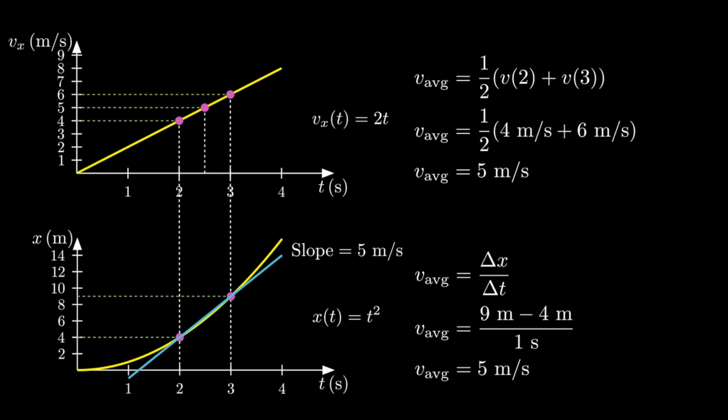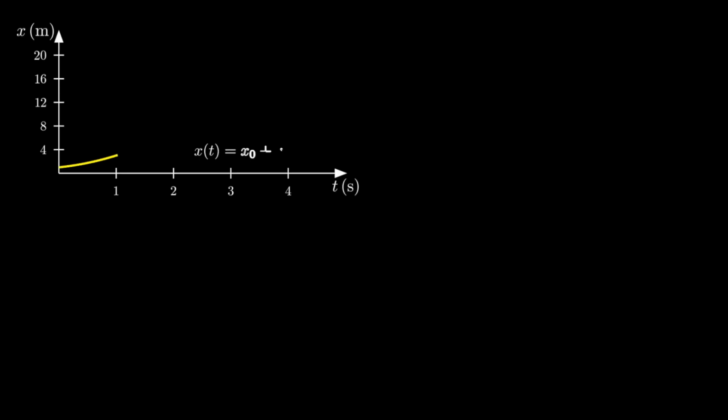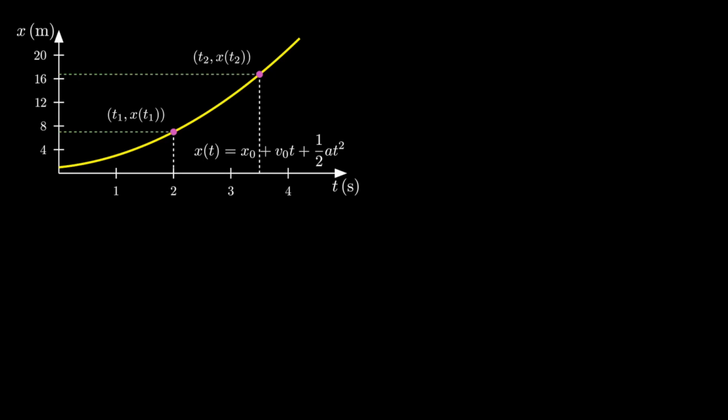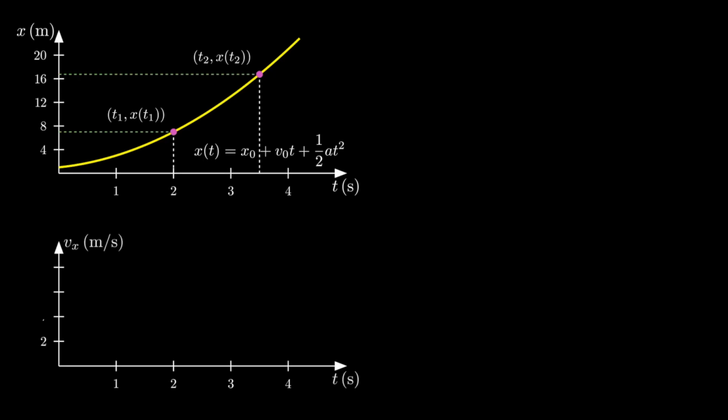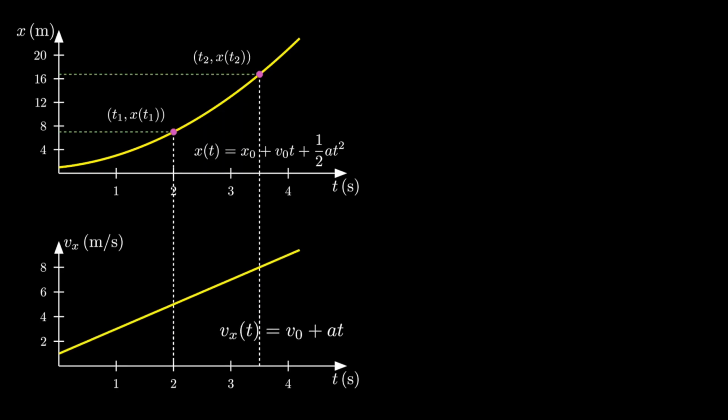It turns out that for the case of motion with constant acceleration, these two ways of finding average velocity will always give consistent answers. Showing this will take a little bit of math. Consider constant acceleration motion described by x of t equals x0 plus v0t plus 1/2 at squared. We will pick two randomly chosen points on this graph as shown. Below it is the corresponding graph of velocity versus time for the same motion. Let's identify the same 2 points in time and their corresponding velocity components.